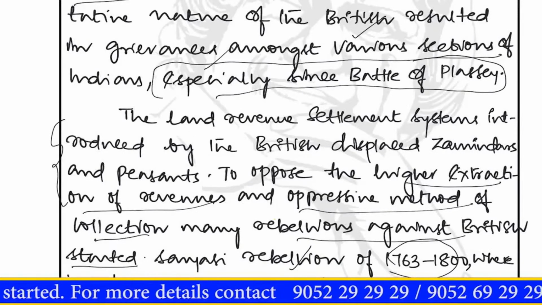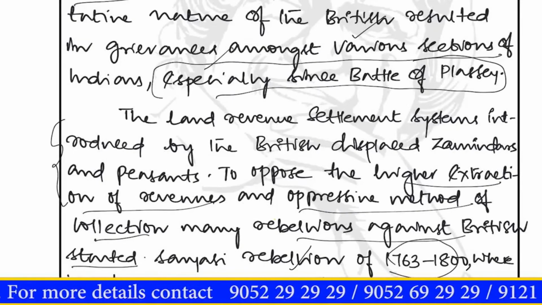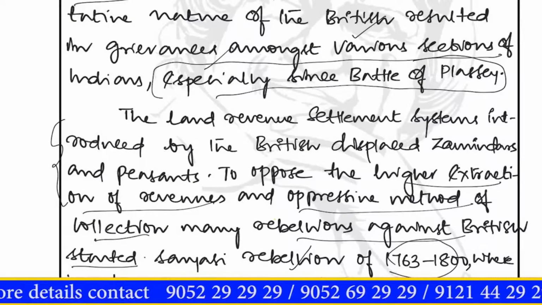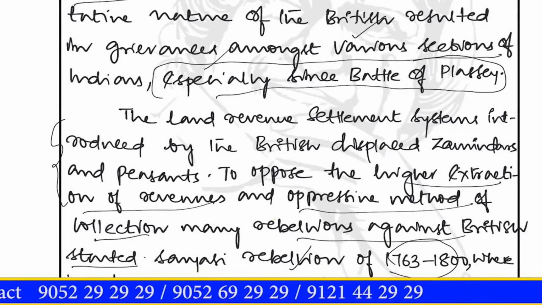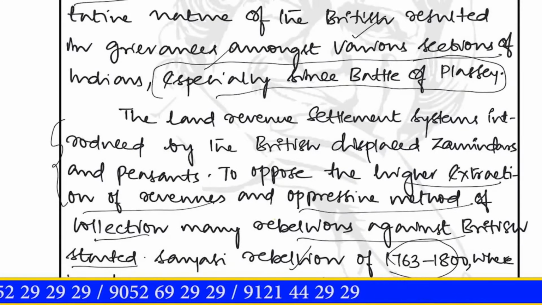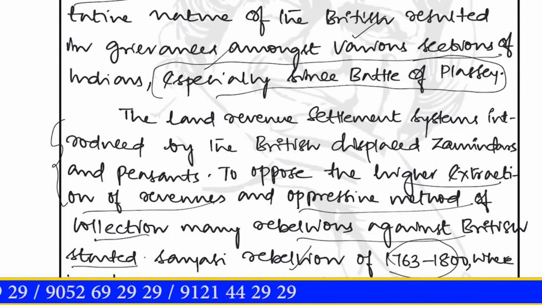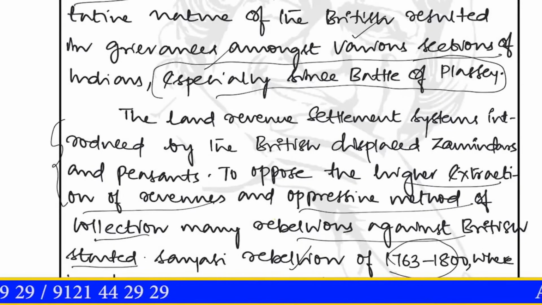But the sannyasis were supported by peasants and jamindars. Why did peasants and jamindars support sannyasis? Because peasants and jamindars had lots of grievance against the Britishers. Now all these three sections, sannyasis, jamindars and peasants, had a common enemy in the Britishers. So they launched a rebellion called the Sannyasi Rebellion.